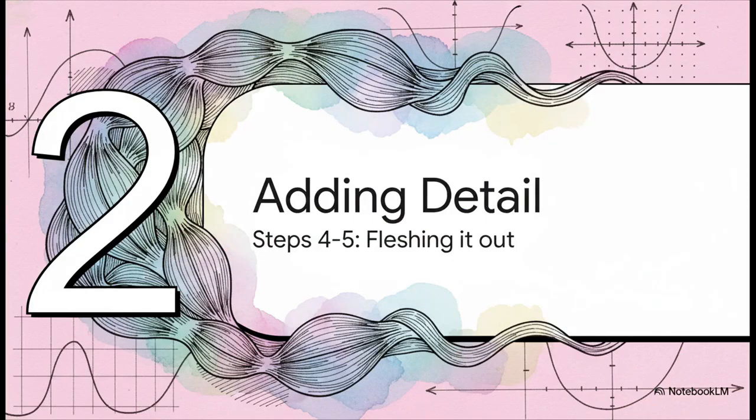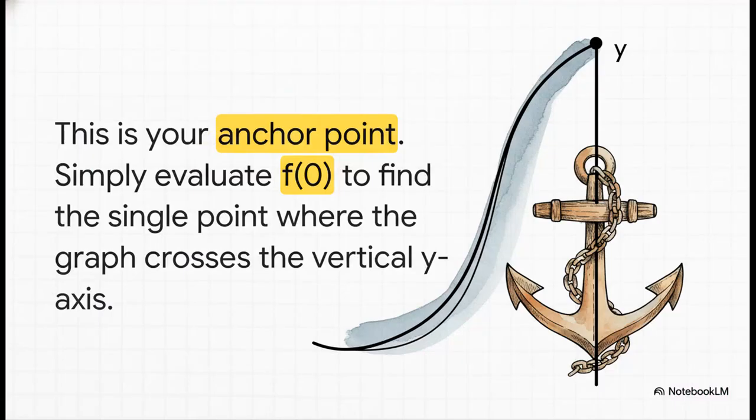Okay, so our skeleton is built. Now it's time to add a little bit of flesh to those bones. These last 2 steps are all about adding the details and the precision that will really bring our sketch to life. Step 4 is all about finding the y-intercept. The source material calls this the anchor point, and that is the perfect way to describe it. By plugging in 0 for x, we find that one single point where our graph crosses the vertical axis. It totally locks our curve into place.